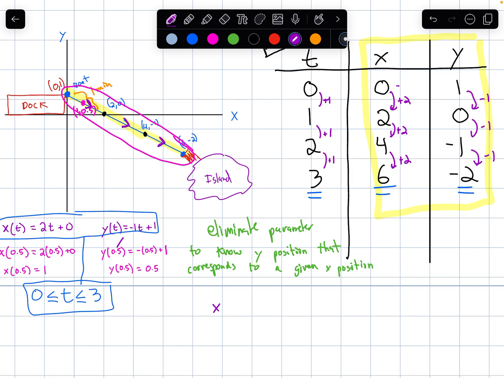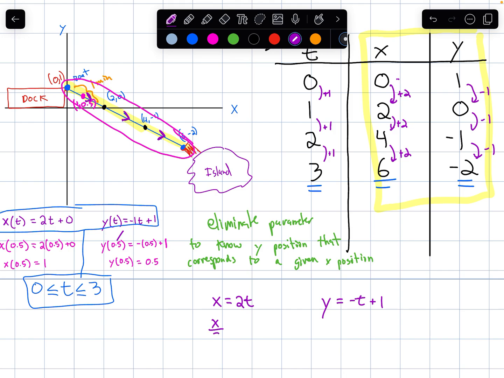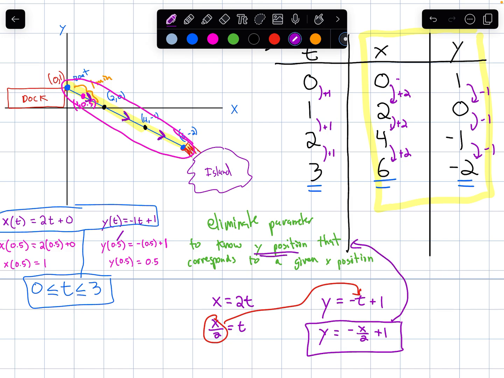So we said x of t, which now I'm just going to say x is equal to 2t plus 0, so just 2t. And y of t, but y is equal to -t plus 1. So to eliminate the parameter, I solve for t. t is x over 2. I take that and substitute it in for my parameter time, so I get y is equal to -x over 2 plus 1. And this is my equation that models the y position that corresponds to a given x position.